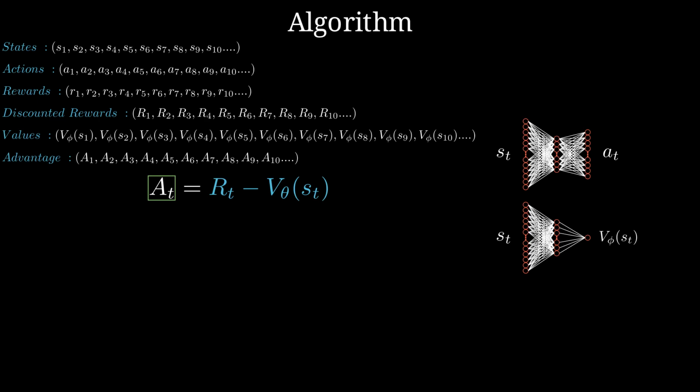Now if the advantage is positive, it means we expected less and got more reward. So, we should take this action more often in the future because this is a good action. And if the advantage is negative, it means we expected more and got less reward. So, this action is not good and we should take this action less often in the future. This action value is deterministic and we get it from policy network. But here we want to use stochastic policy, which we sample from distribution.